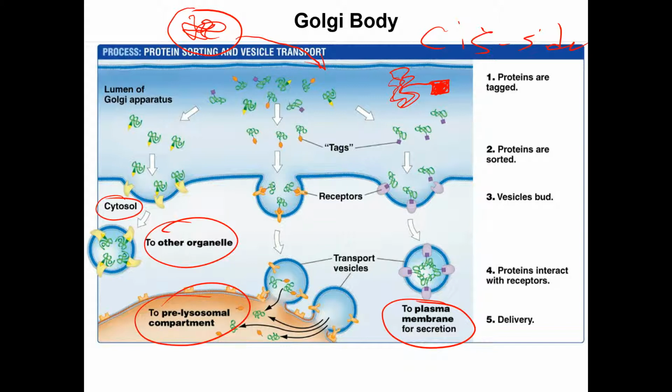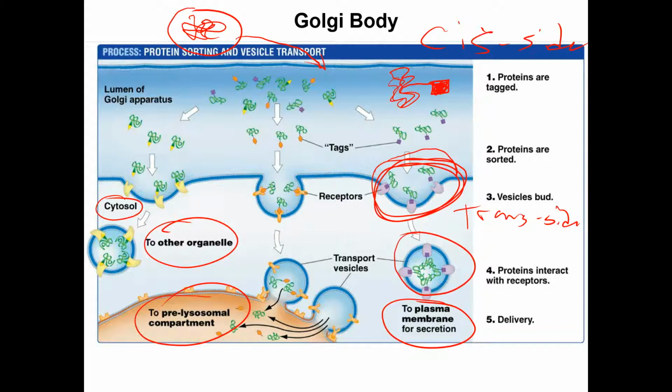And these particular proteins will go from the trans side of the Golgi Body. They'll exit the membrane of the Golgi Body that encases them, wraps around them, forming a secretory vesicle that's transported to some other location in the cell.